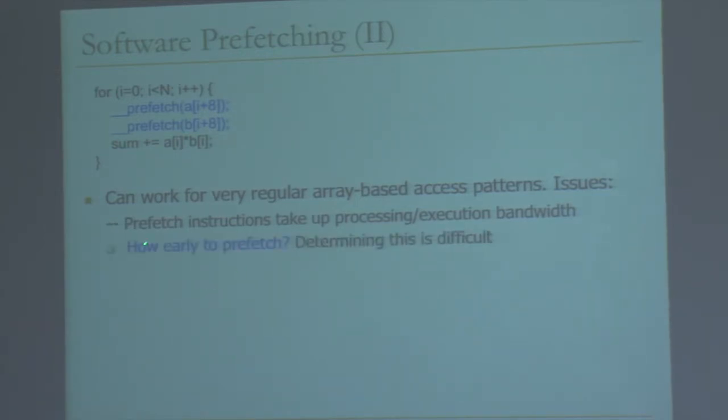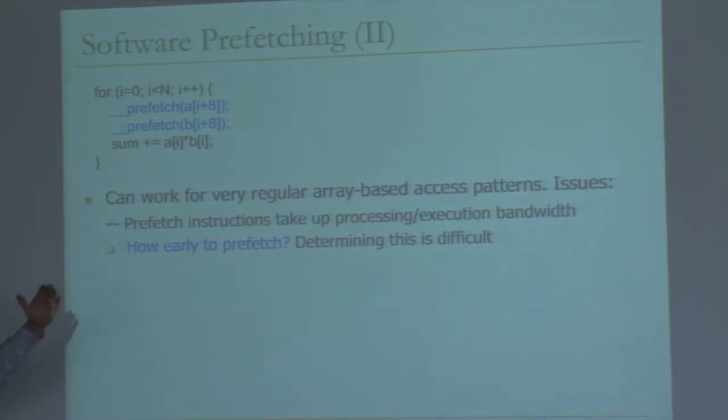The second is, this was what I was going to say first, this is actually an even bigger difficulty. How early to prefetch? Determining this is difficult. Do you prefetch 8 iterations ahead like this? Or do you prefetch 16 iterations ahead? Or do you prefetch 2 iterations ahead? Now, that depends on many things. Whether you're going to get cache misses is one thing, like which accesses are going to get cache misses. How long is your memory access latency? And how much time does it take to execute everything else in this iteration, right?